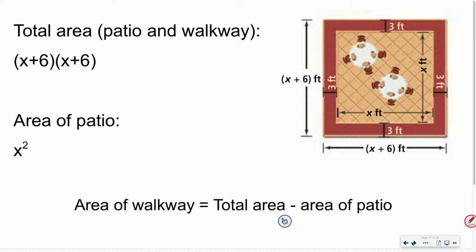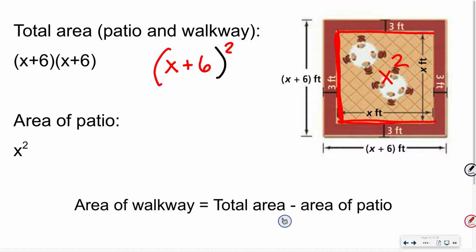The area of the patio, if you notice, this is a square-shaped patio, and we know that the width here is x, the length here is also x. We could represent this area as what? X squared. How would we find the area of the whole thing? We're really multiplying x plus 6 times itself. So using a newer strategy, how could you get the trinomial that is represented by this?